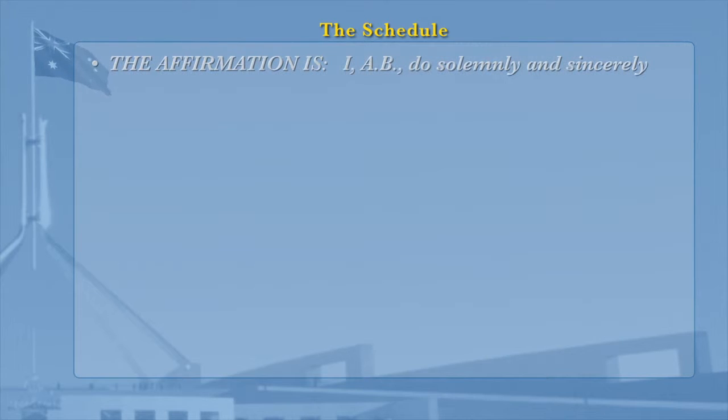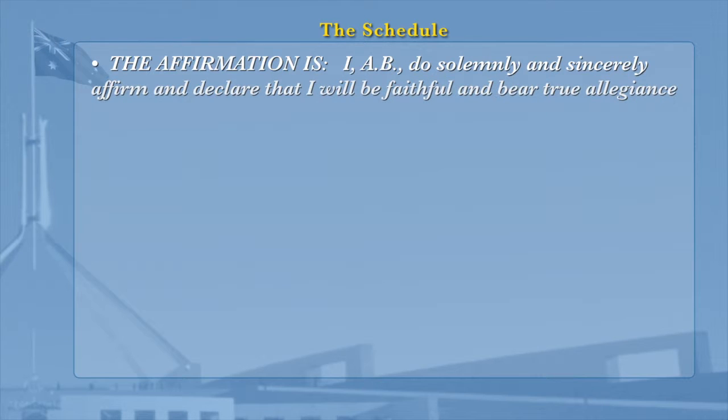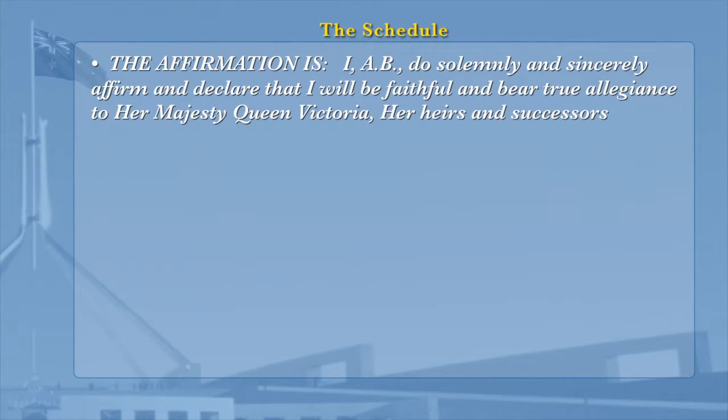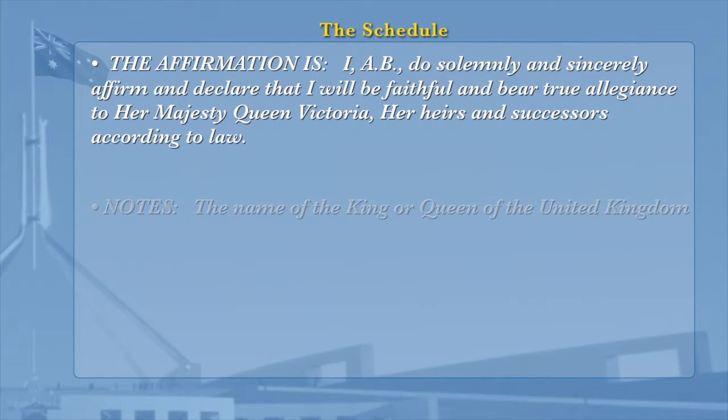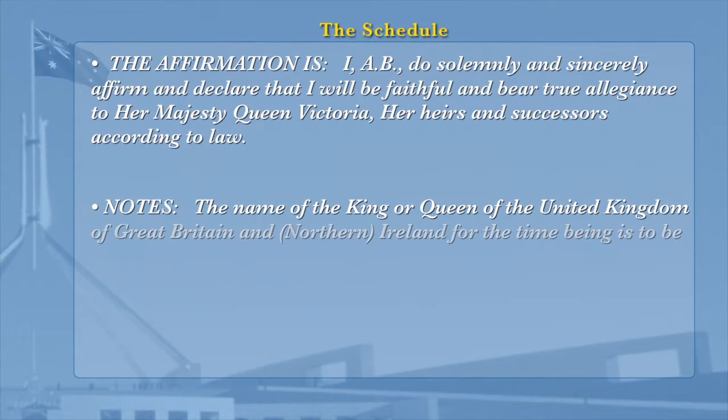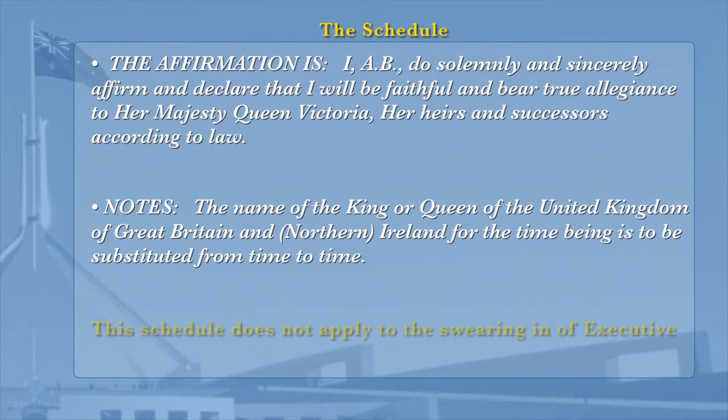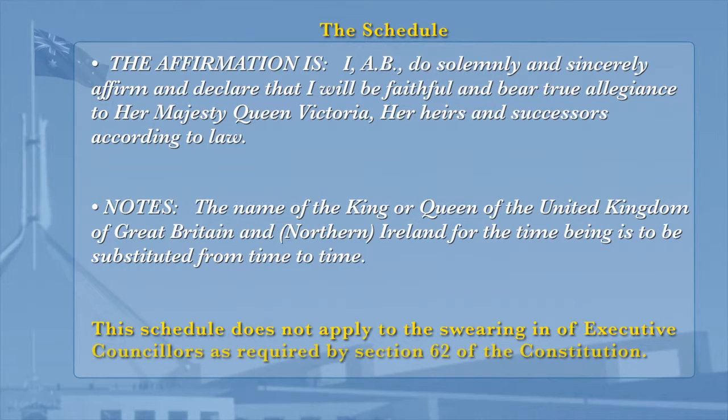The affirmation is: I, A.B., do solemnly and sincerely affirm and declare that I will be faithful and bear true allegiance to Her Majesty Queen Victoria, her heirs and successors according to law. The name of the King or Queen of the United Kingdom of Great Britain and Northern Ireland for the time being is to be substituted from time to time. This schedule does not apply to the swearing in of executive councillors as required by Section 62 of the Constitution.